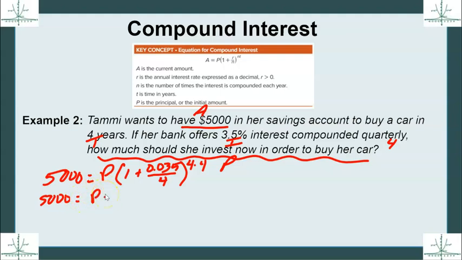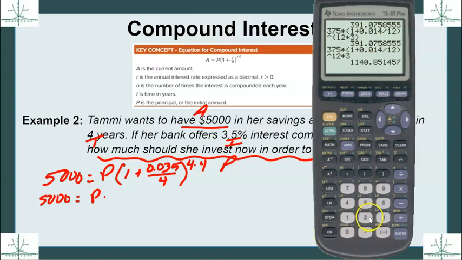P times, and then I'm going to use my calculator to simplify what I have here. So that's parentheses 1 plus 0.035 divided by 4, and parentheses raised to the 16th power. That's going to give us 1.149573552.